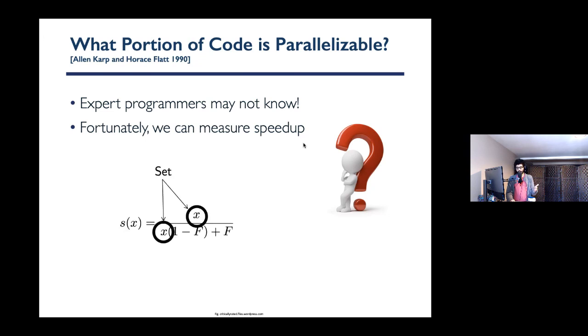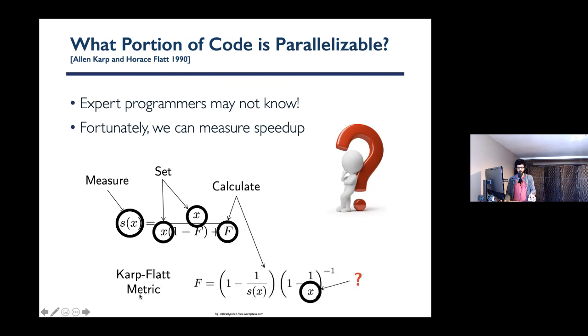That's bad news, that you probably don't know even if you're an expert. Good news is actually you can measure it. You can use Amdahl's law, inverse it, and then measure your speed up for different x's, for different cores, and then put everything in your formula. So put your measurements here and put x, the number of cores that you checked, and then this formula gives you f. So you have everything, you can calculate f. And this is actually called the Karp-Flatt metric.